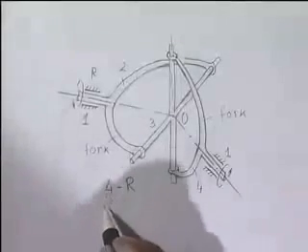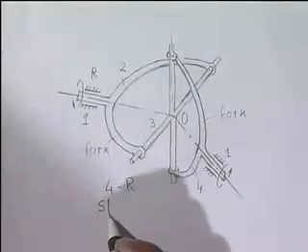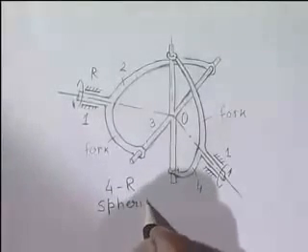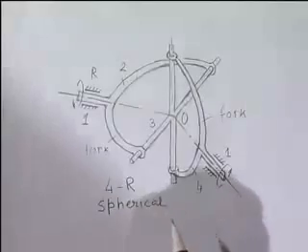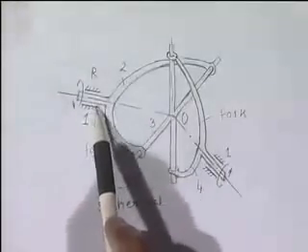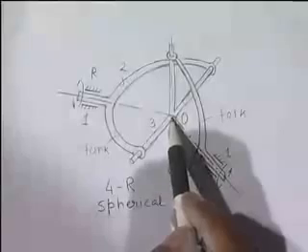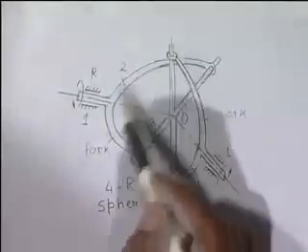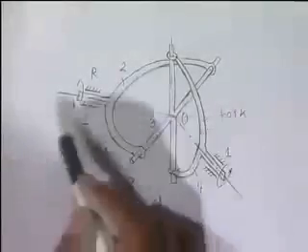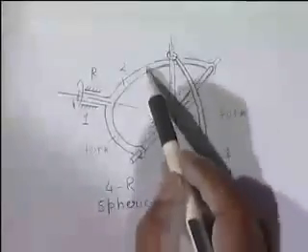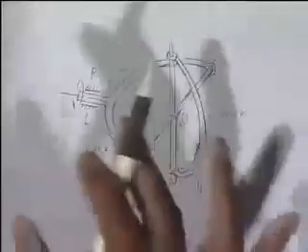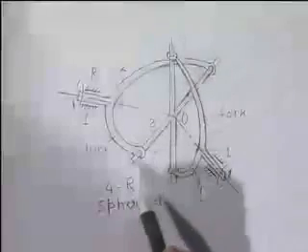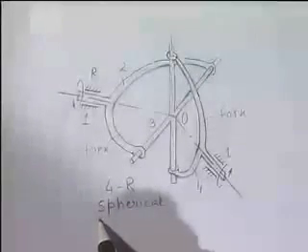So this is what is called a 4R spherical mechanism. All these 4 axes of the revolute pairs intersect at the point O, consequently the distance of any point of this mechanism cannot change from O as the mechanism moves. So all the points lie on the surface of the same sphere. This point always lies on the surface of a sphere. That's why it is called a 4R spherical mechanism.